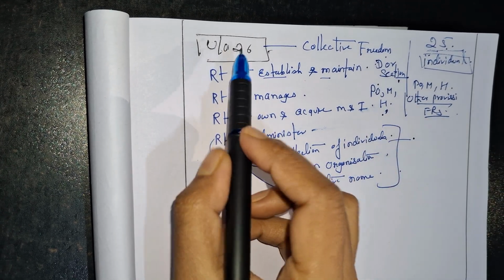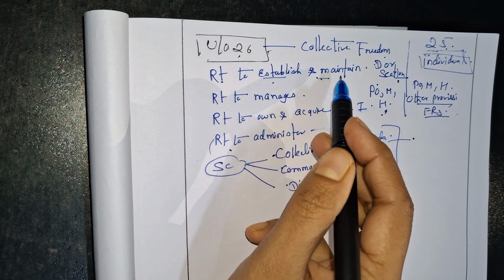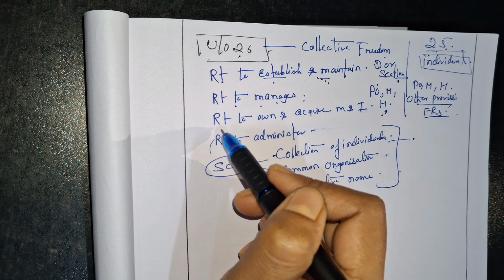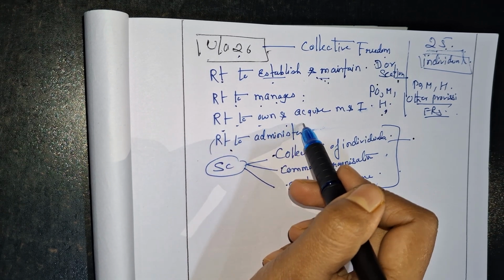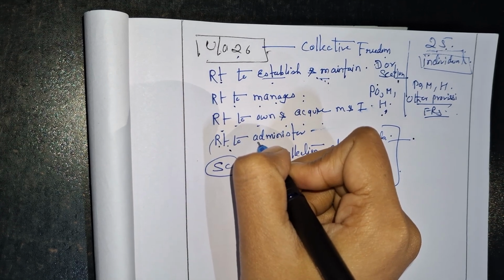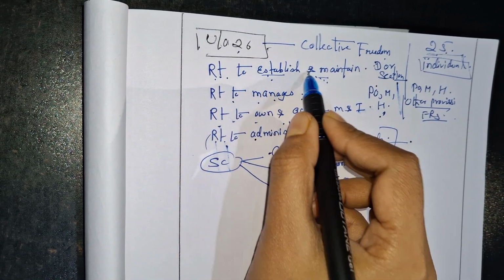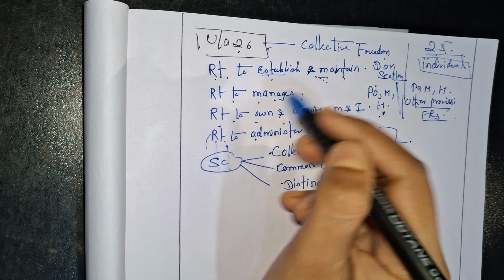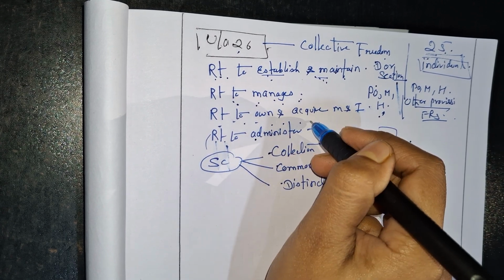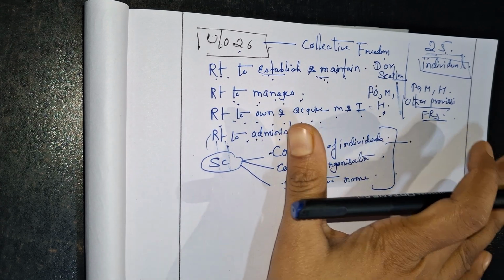So according to Article 26 कौन कौन से rights होंगे? Right to establish and maintain institutions for religious and charitable purposes. Second is right to manage its own affairs in matters of religion. Third is right to own and acquire movable and immovable property. Next, right to administer such property in accordance with the law.